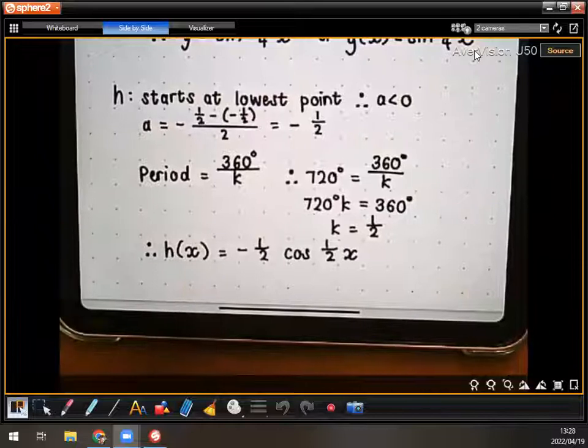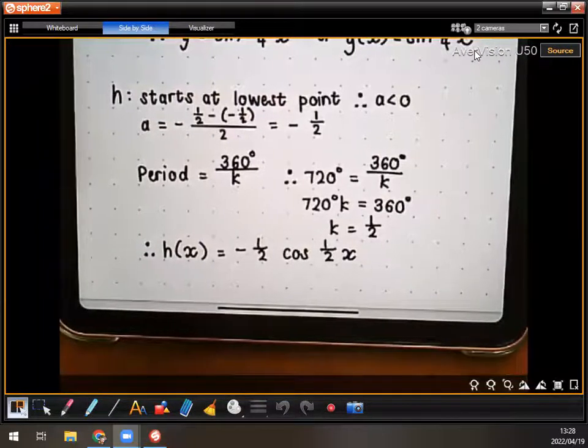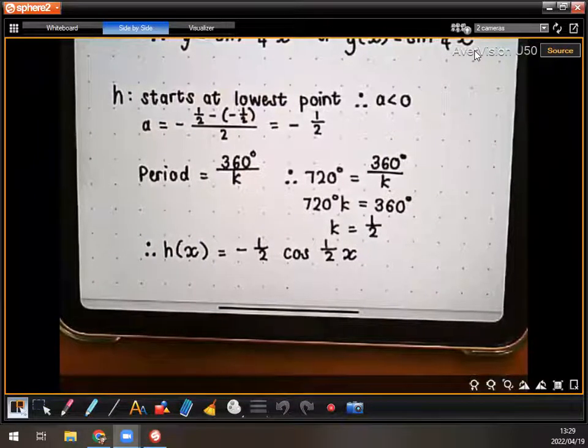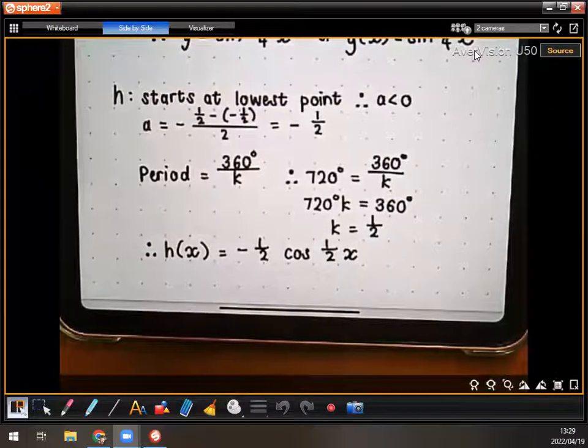And then you need to actually write the final answer with the A value and the k value in that equation. If you agree, guys, that this graph didn't shift up or down, right? It went from -1/2 to +1/2, so it didn't shift up or down. It also didn't shift to the side, because you can see that the starting point was still on the axis.